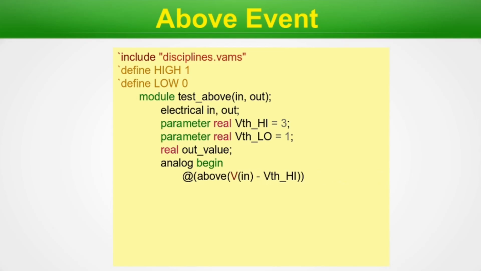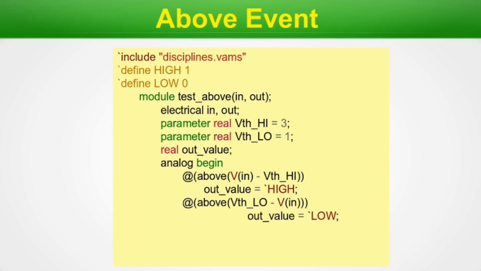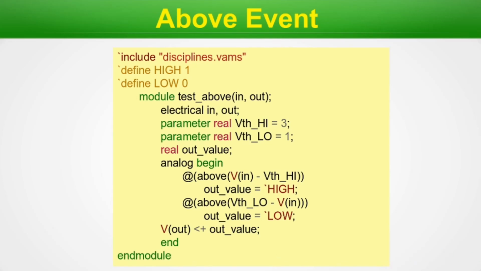Here we write the above statement, and inside the above statement is Vin minus VTH high. So this value has to be compared with 0, and whenever this crosses, this condition will be evaluated. And once this is true, we assign out value with backtick high. And similarly, we define the next above statement here, with the inside expression being VTH low minus Vin. So once this is true, we set our out value as backtick low. And outside all these above statements, we finally assign the out value, which is a real variable, to Vout. And we close our analog block here, and then we close the end module.